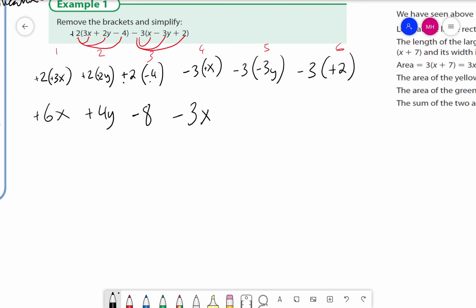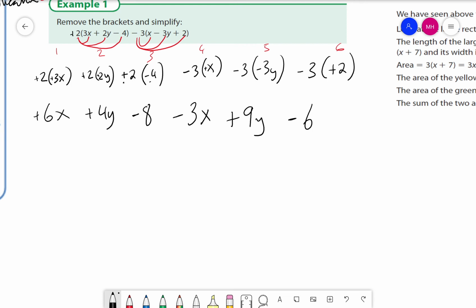Number by number, 3 by 3 is 9. Letter by letter, so that we only have y's. And sign by sign, minus by minus gives you plus. Number by number, 3 by 2 is 6. Sign by sign, positive by negative is giving you negative. So tidy up what you can tidy up.